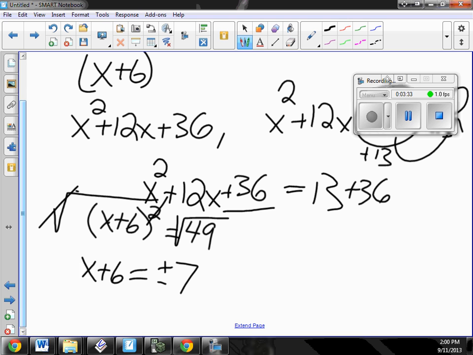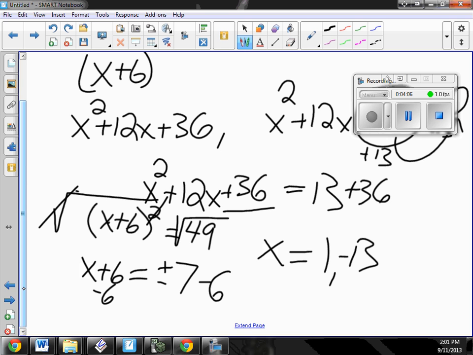I subtract 6, and x equals, well, I have two answers. What are they? 7 minus 6 is 1. What's the other one? Negative 7 minus 6 is negative 13. So this graph crosses the x-axis at 1 and at negative 13.